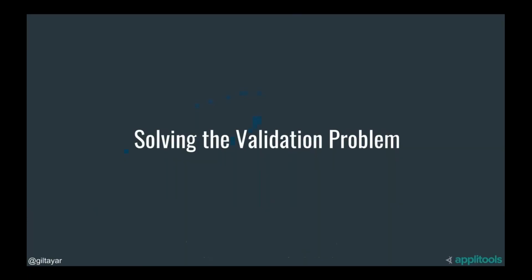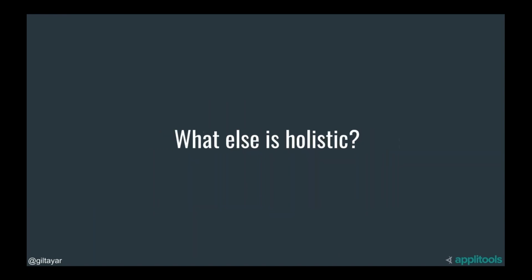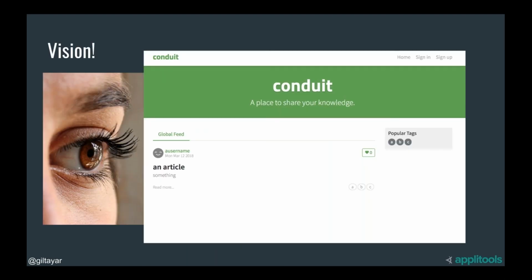But how do we do that? How do we solve the validation problem? We can't check everything. We can't check something that we don't even know about. So how do we make them holistic? And the answer is, what else is holistic in our world? And for me, the answer is vision.